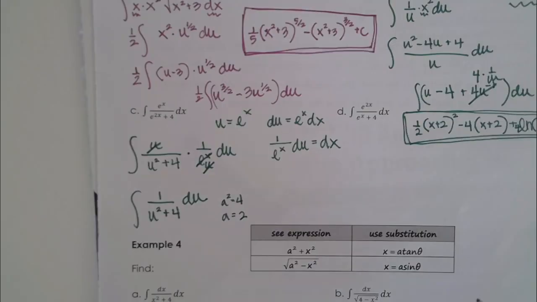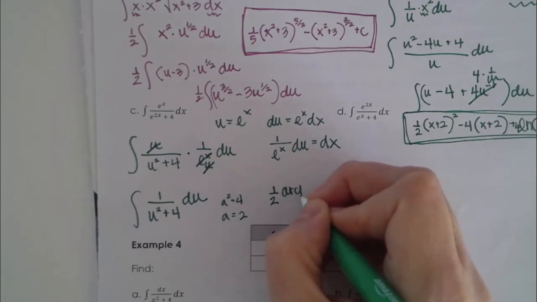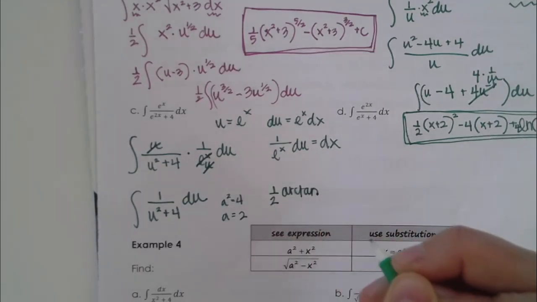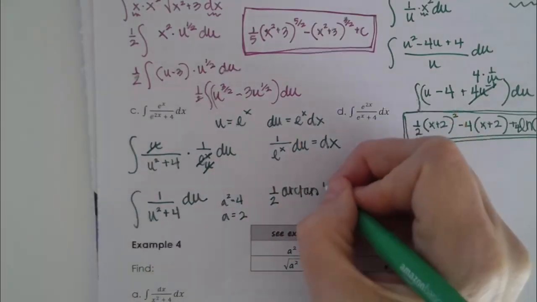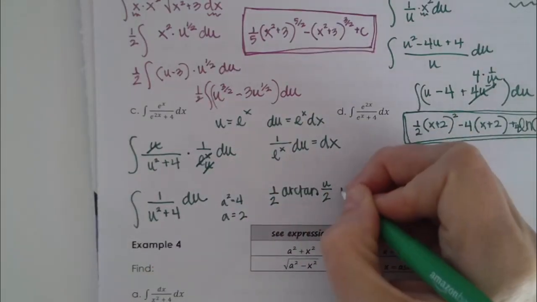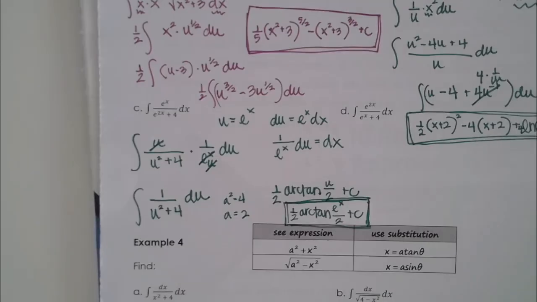And I can just follow the formula for arctangent, which is 1 over a, so 1 over 2, arctangent of x over a. Well, my x in this case is u, so I'm going to say u over 2 and then plus the c. Then just substitute your u back in, and we've got our end result.